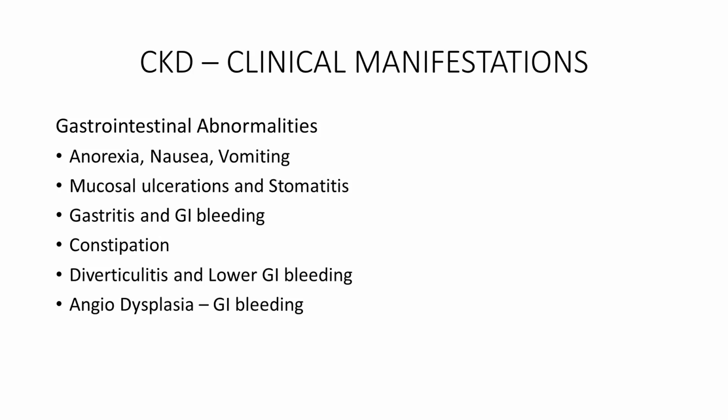Now, the gastrointestinal abnormalities I have already discussed: nausea, vomiting, anorexia, mucosal ulceration and stomatitis, gastritis, and GI bleeding because of various reasons. The toxins are accumulating in the body and platelet functions are decreased. Constipation is also there in some patients because they are not taking enough food. Diverticulitis and lower GI bleeding result because of long-standing constipation, and angiodysplasia may lead to very serious GI bleeding.